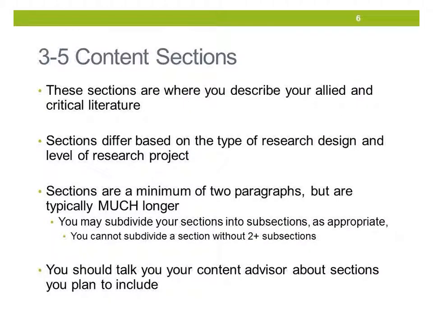Alright. Next, we're going to have your content sections. These are sections where you describe the literature and the articles that you've read. It can include information on allied literature and critical literature, which I'll define in a few slides. They usually differ based on the way that people organize their sections, the type of research design, and the level of research project. Dissertations often have an extra section or two than a thesis or a research project.